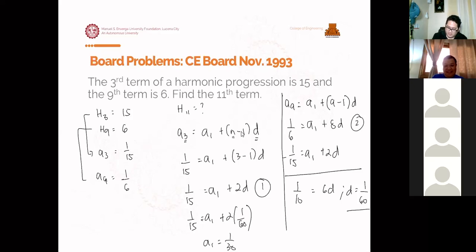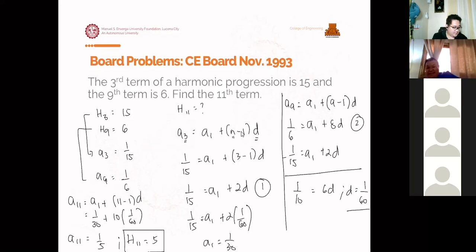So, pag nakuha mo na yun, makukuha mo yung A11. A1 plus 11 minus 1 D. So, yung A1 natin is 1 over 30 plus 10D. Ang D natin is 1 over 60. So, ang A11 natin is 1 over 30 plus 10 times 1 over 60. So, that is 1 over 5. So, therefore, ang H11 natin is 5.